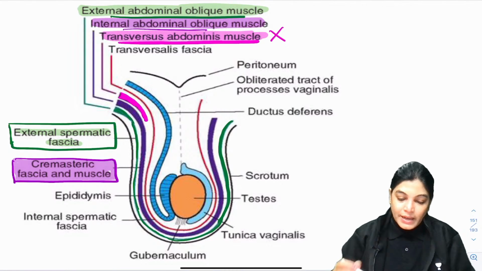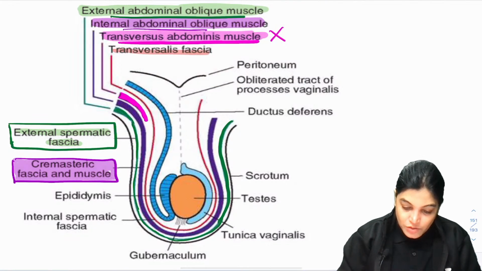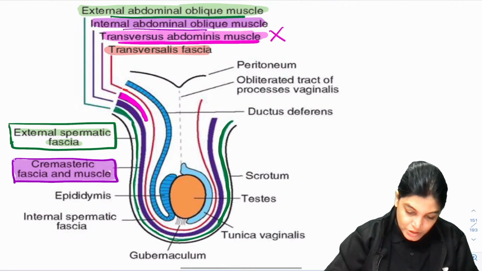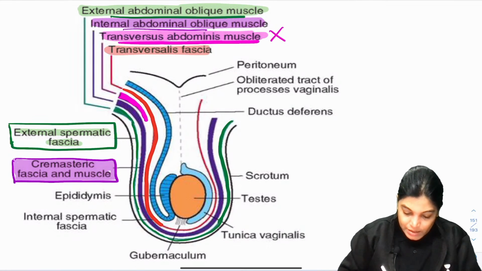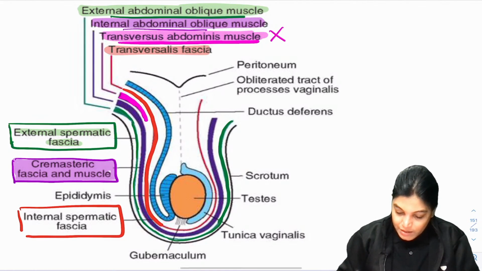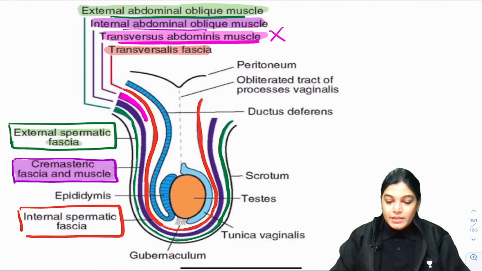Okay, now the innermost layer is that of, let me use red color for it. So this is the transversalis fascia, and you can see here the transversalis fascia continuation is in the spermatic cord forming internal spermatic fascia. It is forming internal spermatic fascia. So is it clear? Is it clear?